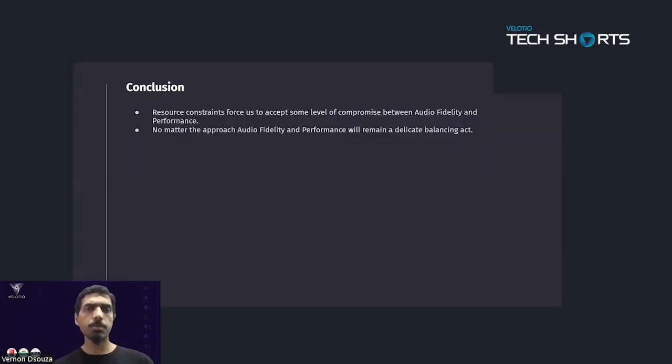In conclusion, audio fidelity is a highly desirable feature, but performance constraints of embedded platforms force us to accept some level of compromise between the two. No matter the approach, audio fidelity and performance remain a delicate balancing act.